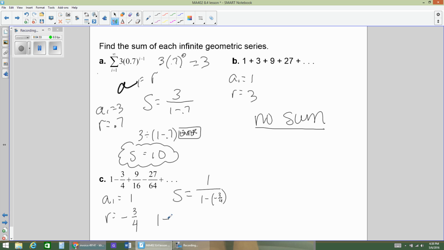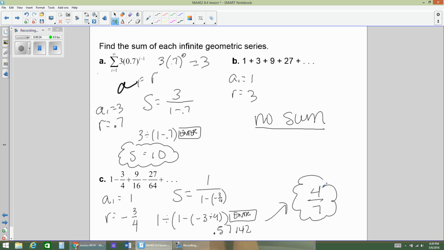Okay, so in my calculator this time I'm going to do 1 divided by open parentheses 1 minus open parentheses again negative 3 divided by 4, close those parentheses, and press enter. Alright, I'm going to catch up to you. And I got 0.57142. It's a bunch of yucky stuff. So I'm going to press math, enter, enter. And when I press math, enter, enter, I get 4/7. My sum is 4/7.